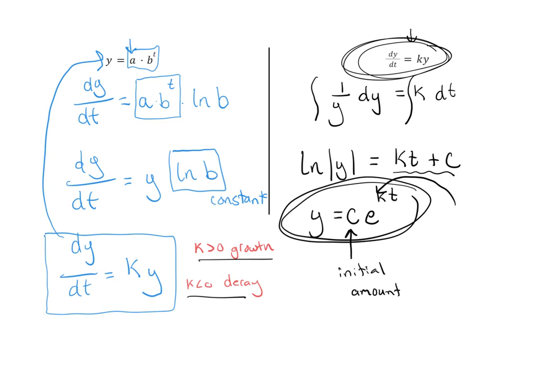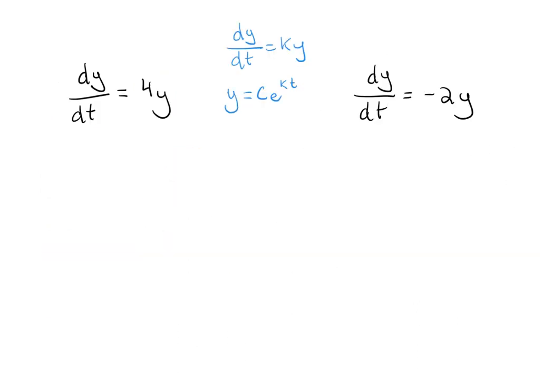But the idea is that we can skip these steps and just always go straight from this form to this form. So here are two examples. So starting with the differential equation and then putting it into this form. So if you recognize this, so there's the k. So y equals c e to the 4 times t. And then this one, y equals c e to the negative 2 times t.